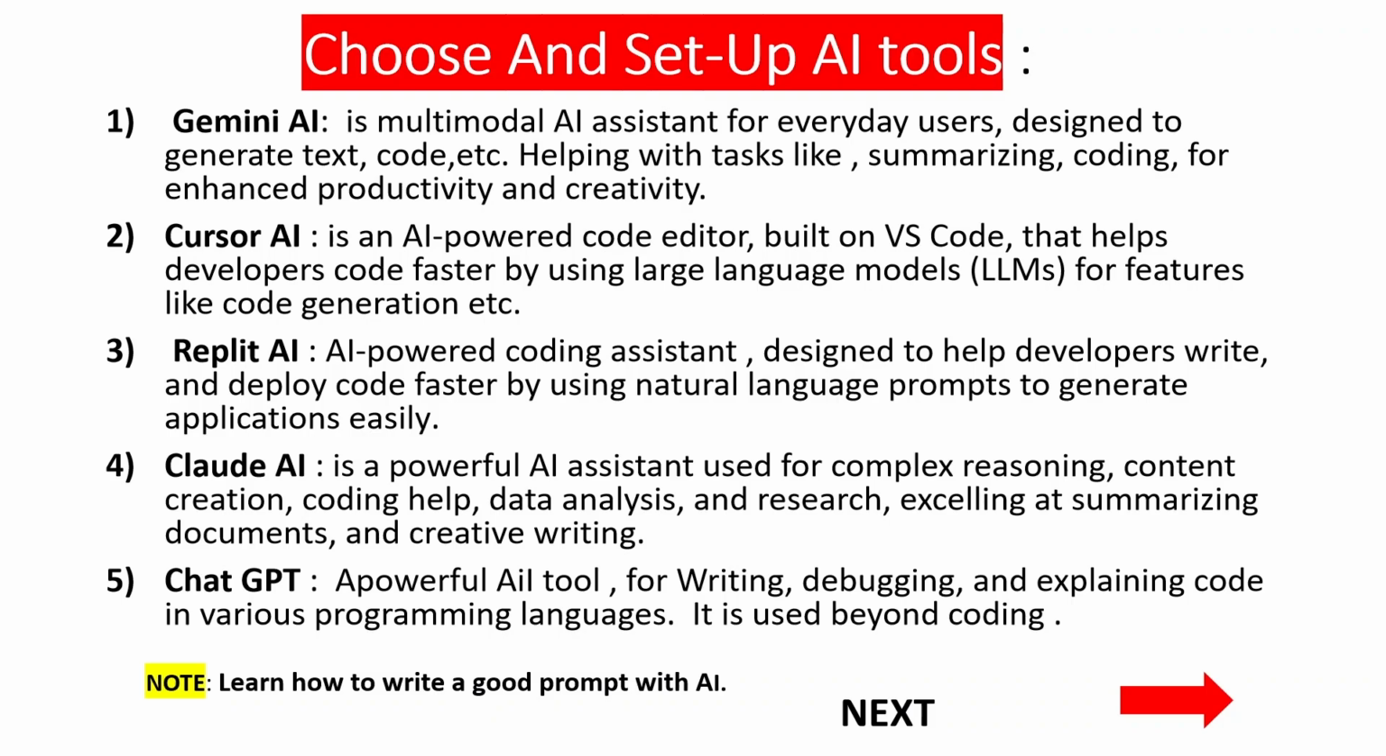The next one goes by ChatGPT. ChatGPT is a powerful AI tool for writing, debugging, and explaining code in various programming languages. It's used beyond coding, for several other things, but we are specifically talking about vibe coding and how you can use these tools for it.